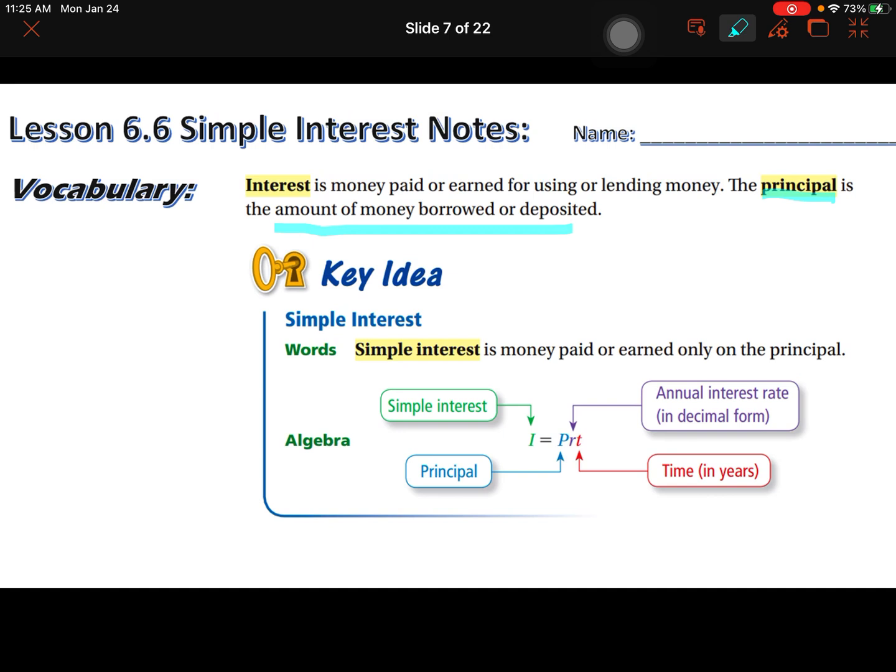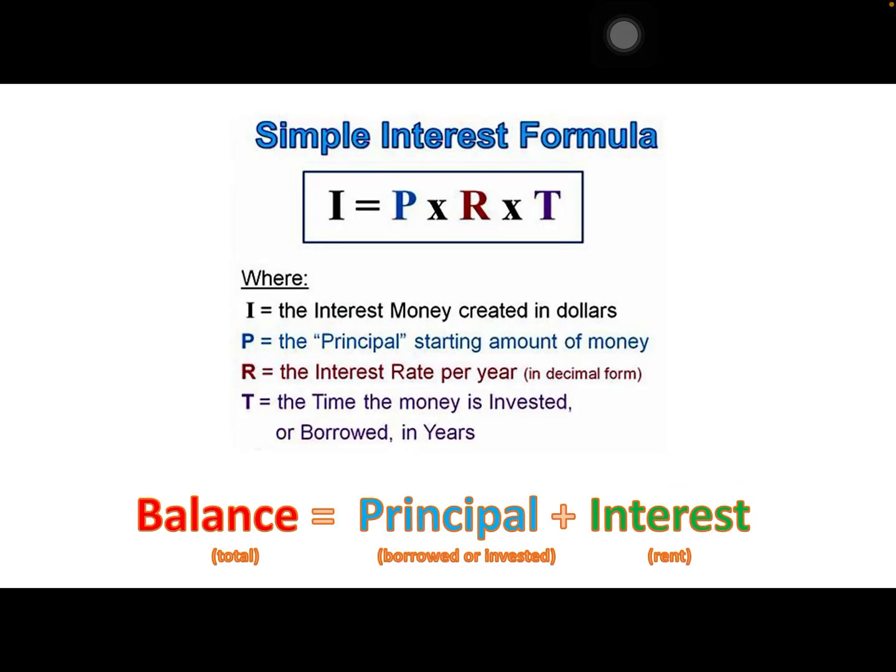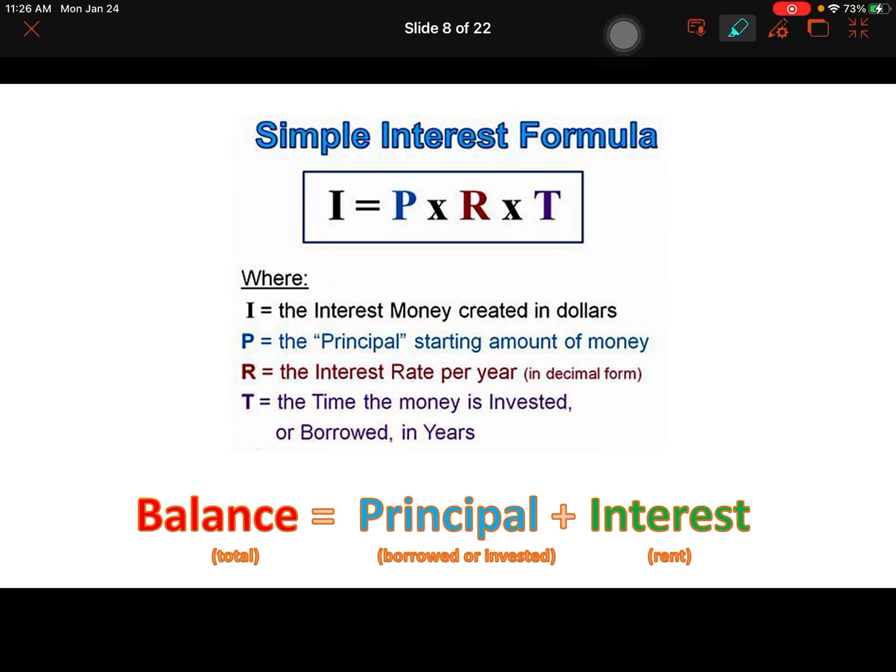Now, we're going to use something called simple interest, and this is the formula. I'm going to blow it up a little bit larger so you guys can see, but there's a couple things that we want to stress. The I on your paper stands for the interest. Interest is the money created. So when you're solving this formula, you are going to be finding interest. The P stands for principal, which is the starting amount. So this might be what you borrowed, or it could be what you invested in something.